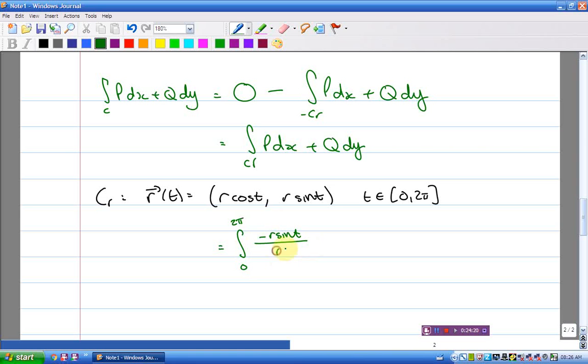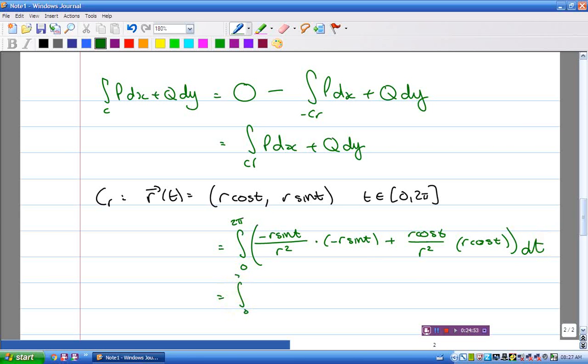Catch up with me, stylus? Thank you. Dx, well, what's dx going to be? Minus r sine t. And then there's also a dt, but I'm pushing the dt to the end. And then my q has an x at the top, r cos t, over x squared plus y squared, which once again is going to simplify just to r squared. And then my dy is r cos t, and I'm going to put dt at the end.